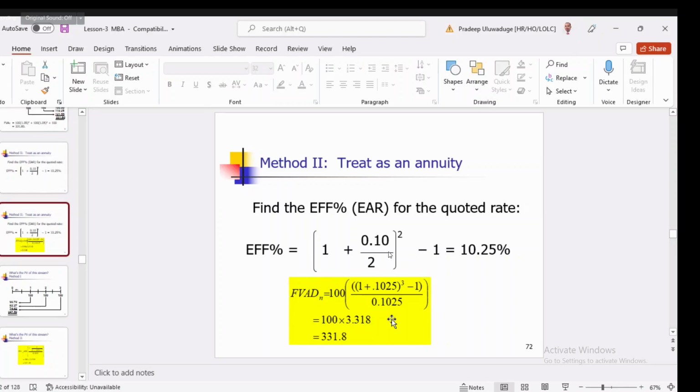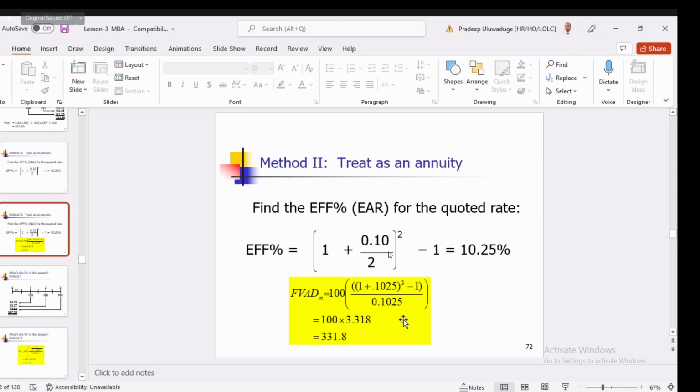Yes, 100 is the annuity. We get three payments, right? This is the effective rate for the year, the annual effective rate. 1 plus 0.1025 to the power 3 minus 1, divided by 0.1025.